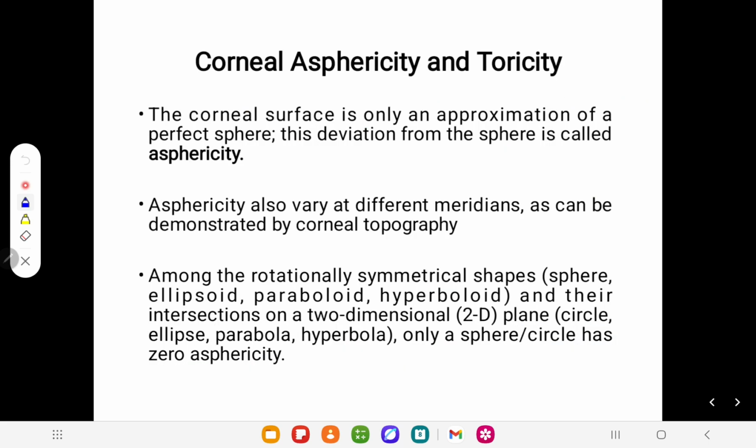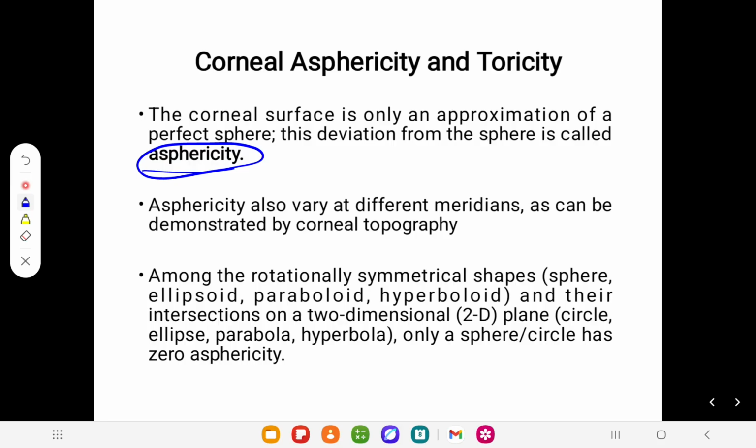Okay. So corneal asphericity and toricity are centrally important. The cornea is only an approximation of the perfect sphere. This deviation from sphere is called asphericity, isn't it? Whenever the shape deviates from a sphere, it is called aspheric. Asphericity also varies in different meridians and can be demonstrated in corneal topography. Among the rotationally symmetrical shapes, sphere, spheroid, ellipsoid, paraboloid, hyperboloid, and their intersection in two dimensions is circle, ellipse, parabola, and hyperbola. Only sphere and circle have zero asphericity.